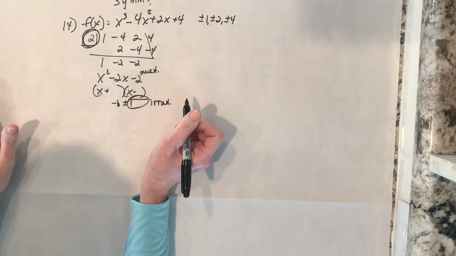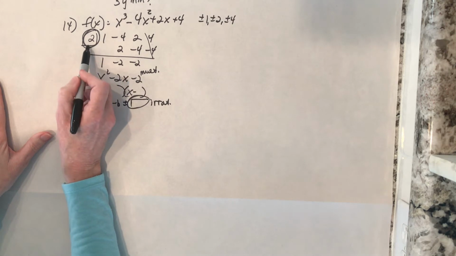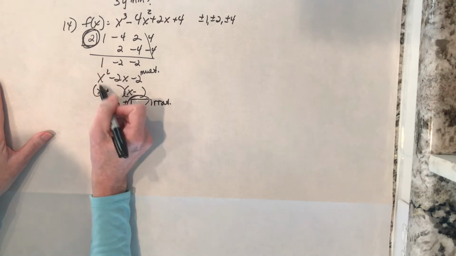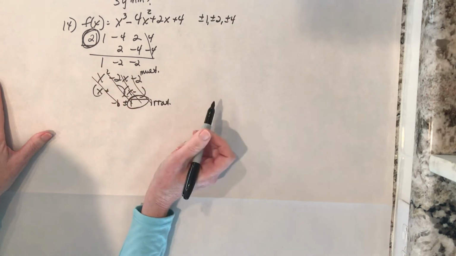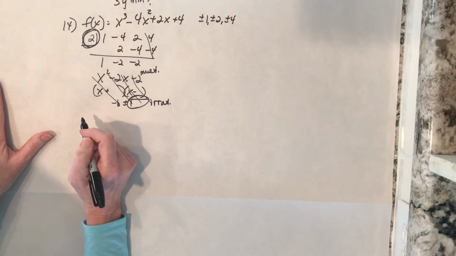So you're functionally done. Once you have found all of the rational zeros, you're done. So 2 is an answer. This we just sort of give up on because they only asked for rational. On your number 14, they're only asking for rational zeros.